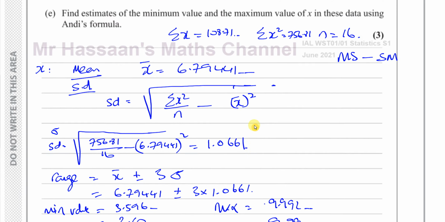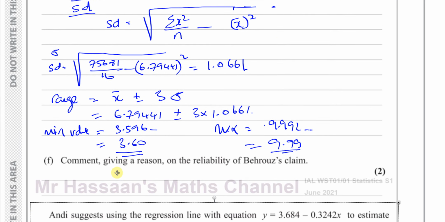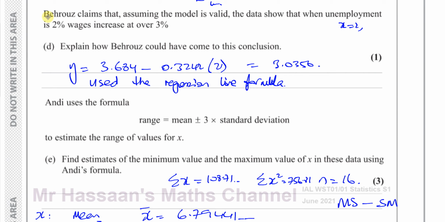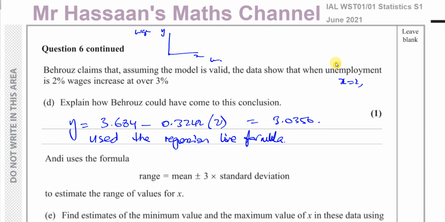Now part F says, comment giving a reason on the reliability of Behrouz's claim. What claim? Obviously this claim. Behrouz claims that assuming the model is valid, the data shows that when unemployment is 2%, wages increase at over 3%. Now remember the unemployment is 2%, that's Y, and wages is X. So wages is X.